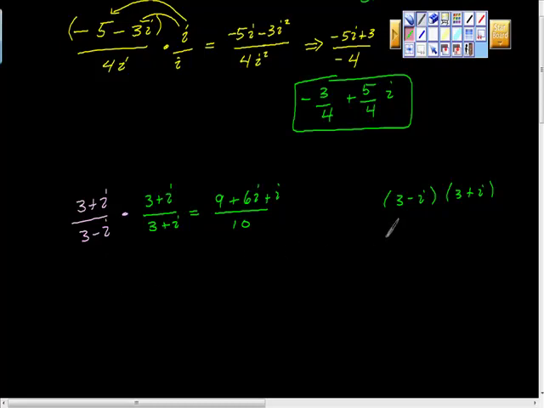Should not be plus i squared on the end? Oh, it is i squared on the end. Thank you very much. And i squared is what? Negative 1. Good job. So this is negative 1. That makes this what? 8. Makes this 8. So the answer comes out to be what?